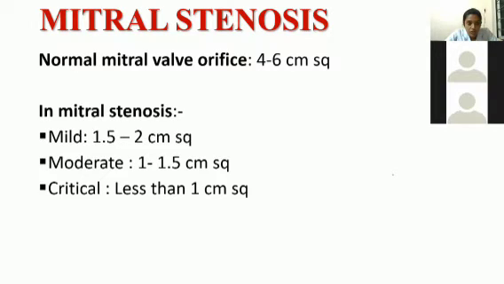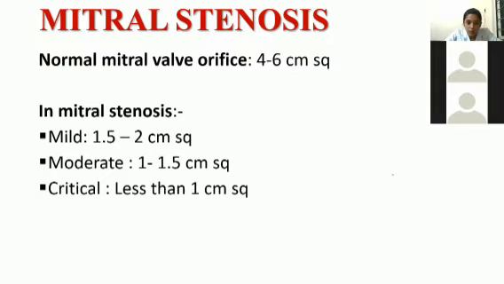So according to the severity, mitral stenosis can be divided into mild, moderate and critical. In mild, a 1.5 to 2 centimeters square opening will be there. In moderate, 1 to 1.5 centimeters square. And in critical, only less than 1 centimeter square opening will be there. So see how difficult it is for the blood to pass through this stenosed valve.